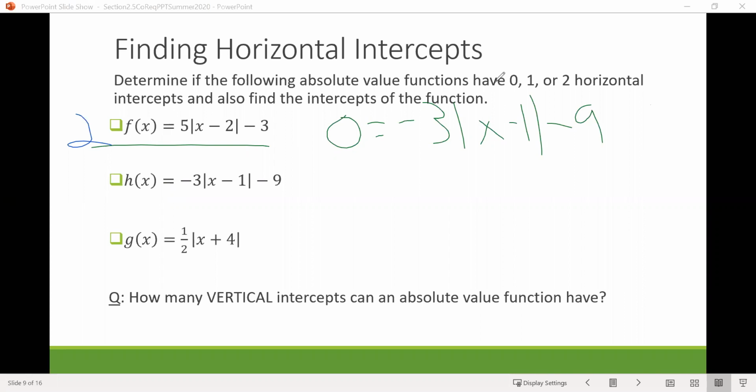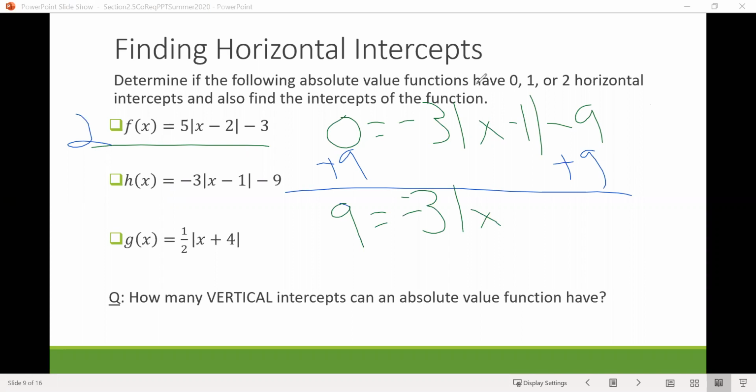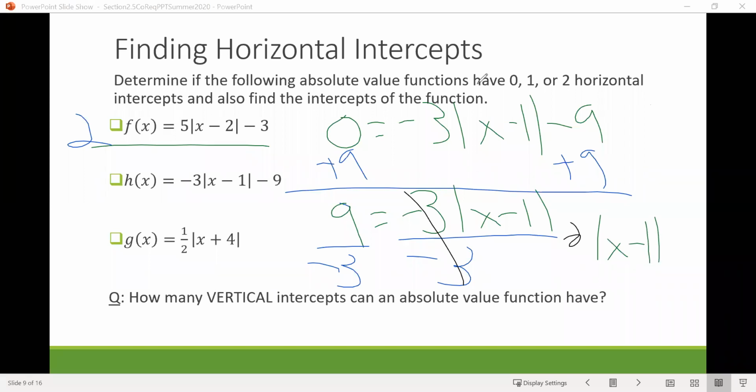To isolate the absolute value here, we'll add 9 to both sides. So we end up with positive 9 equals -3 times the absolute value of x minus 1. Okay, divide by -3 on both sides to isolate the absolute value. And when we do that, it looks like we end up with the absolute value of x minus 1 equals -3.